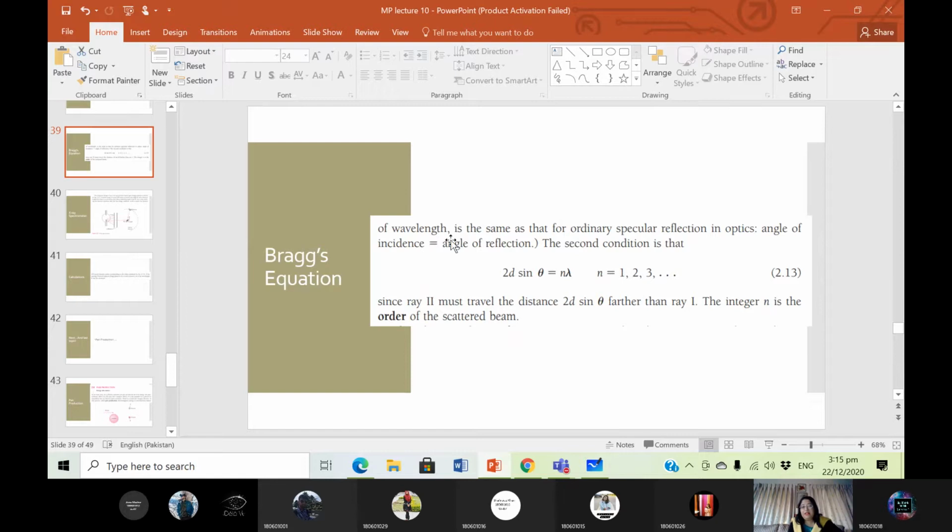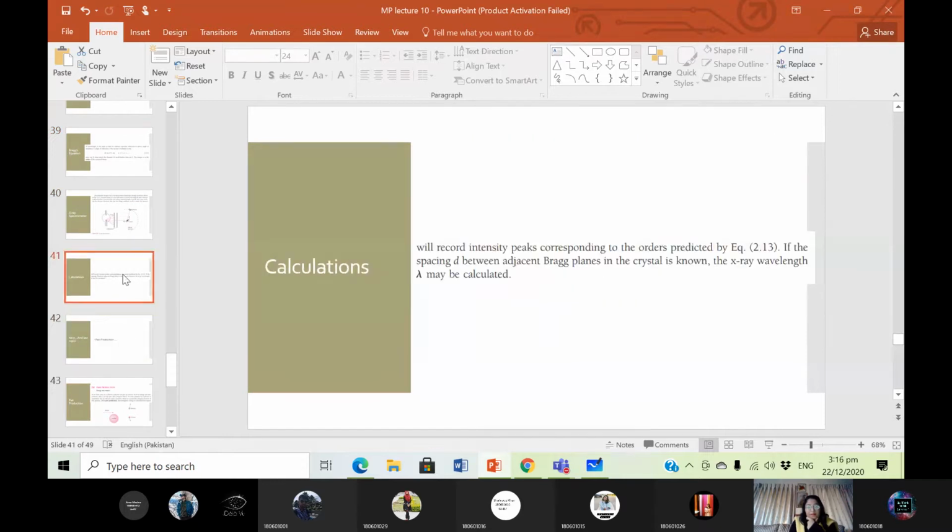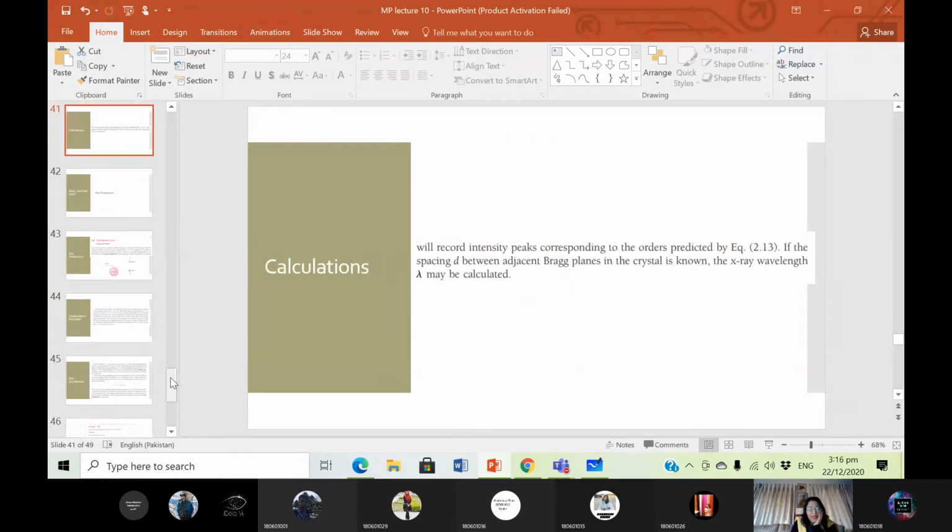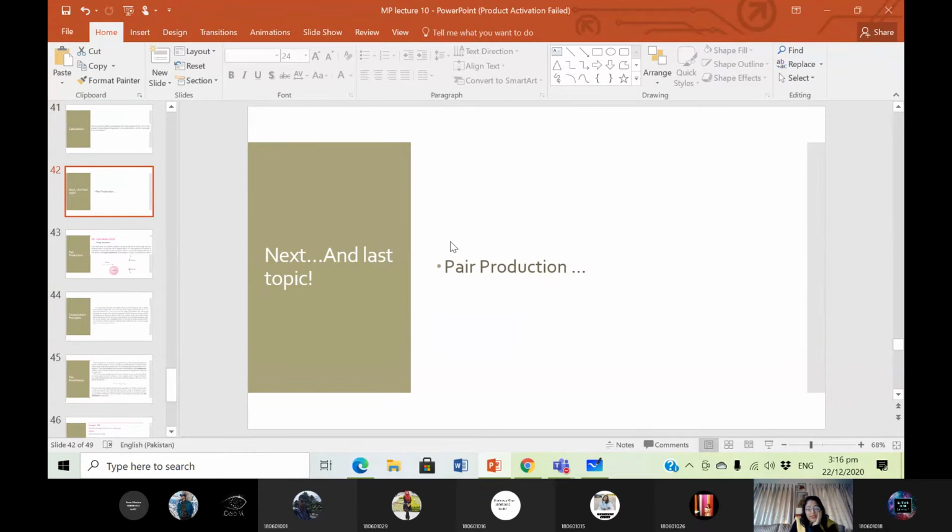So basically this formula is used to do calculations regarding the spacing between the crystals, the theta at which the maxima is occurring, the n, the order of the diffraction maxima, and lambda, the wavelength of the X-rays. Yeah, so that's all for X-ray diffraction, and now we will do our last topic, which is pair production. Any questions so far?